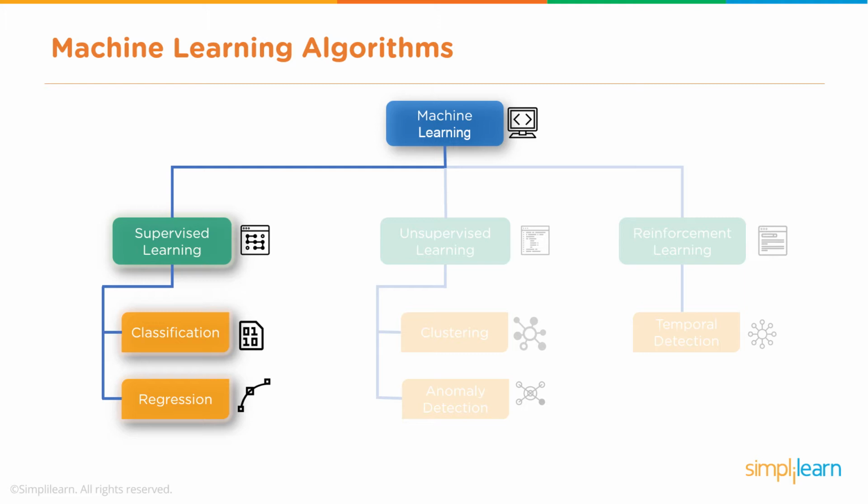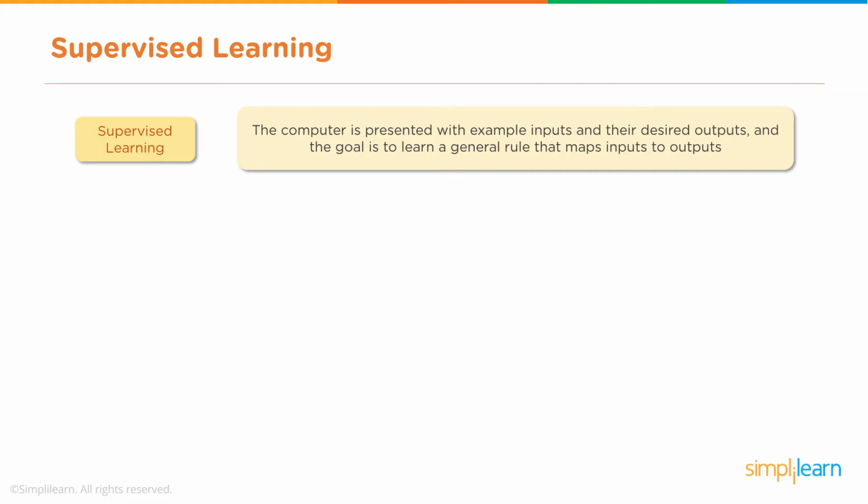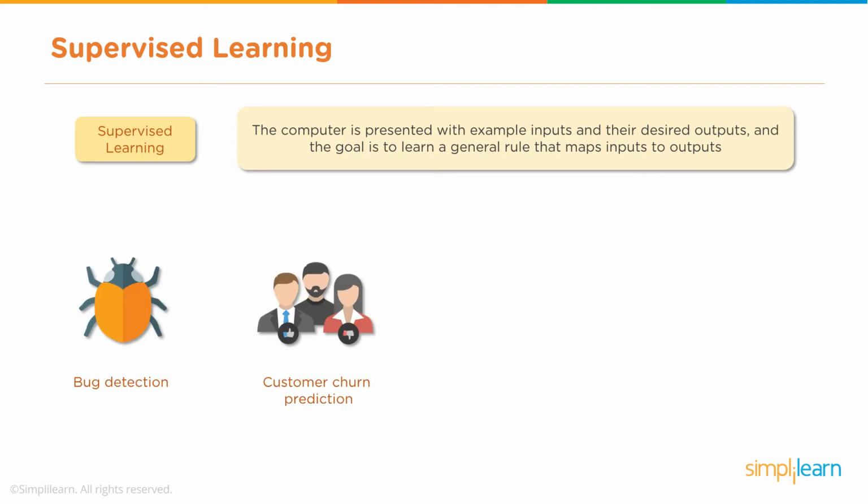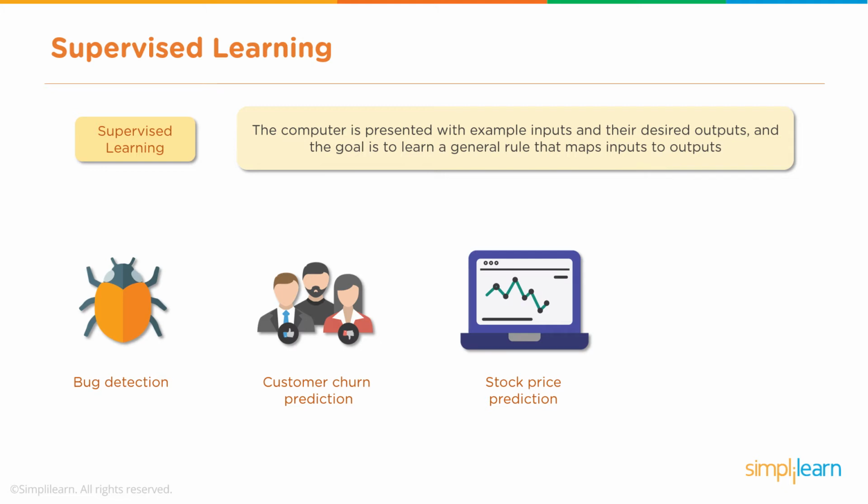And in supervised learning, features are important. If there are a lot of features, SVM may be the better classification algorithm choice as opposed to, say, logistic regression. So with supervised learning, the computer is presented with example inputs and their desired outputs, those known outcomes. And the goal is to learn a general rule that maps inputs to those outputs. For example, bug detection, or customer churn, or stock price prediction. Not the value of the stock price, but whether or not it will rise or fall. And weather prediction, sunny, not sunny, rain, no rain.